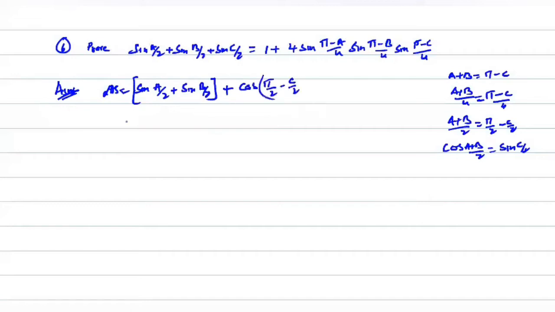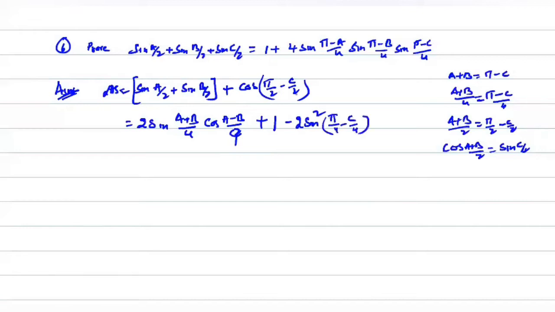This is 2 sin (a plus b)/4, isn't it? 2 sin (c plus d)/2 cos (c minus d)/2, (a minus b)/2 by 2, by 4, right? And then for this, I apply the formula: 1 minus 2 sin square a/2. A/2 is pi/4 minus c/4, isn't it? (Pi minus c)/2 by 2, (pi minus c)/4.